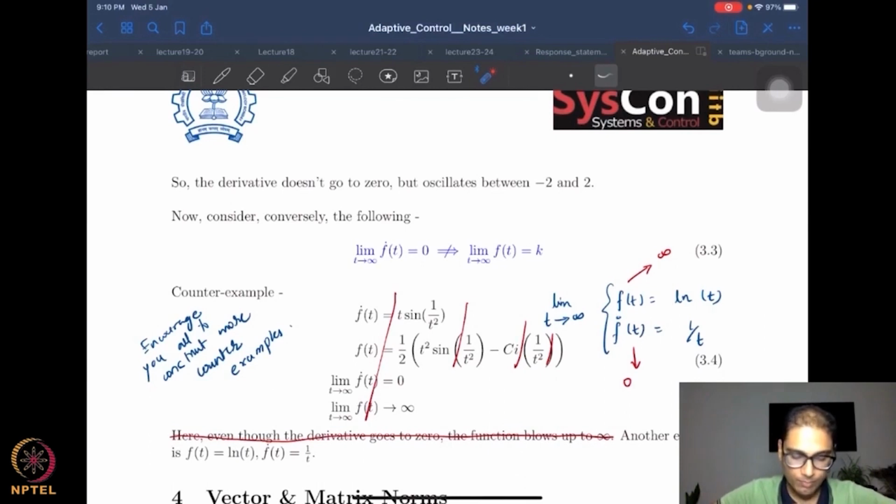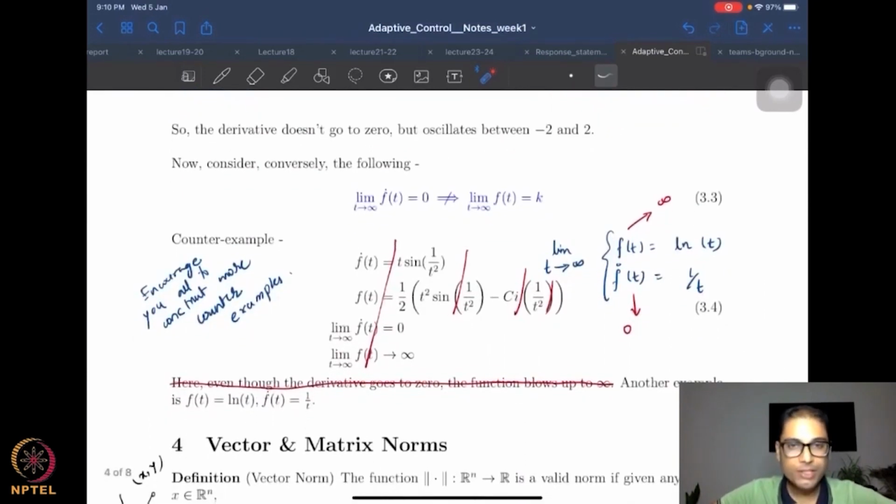So the converse also does not hold true, interestingly. What's the converse? The converse is that if the derivative goes to 0, can we say that the function itself is going to go to a constant? This is again another important question. What is the question? If the derivative goes to 0, is the function itself going to go to a constant? We again present our hypothesis and say that no, this is not true. And again, we present a counterexample.